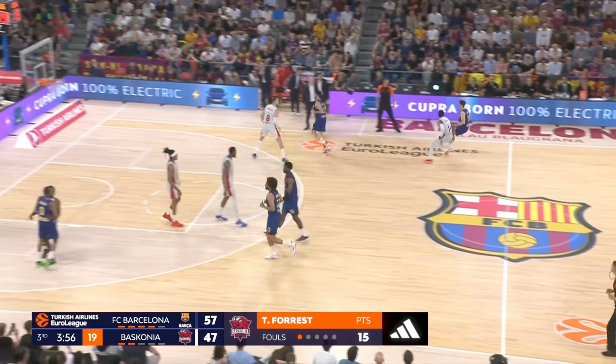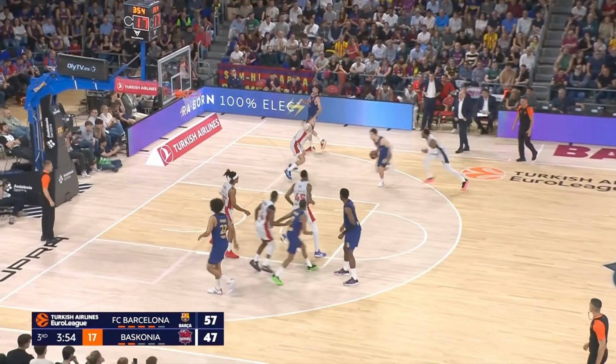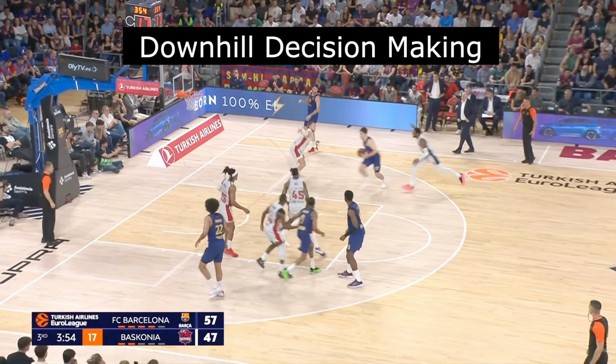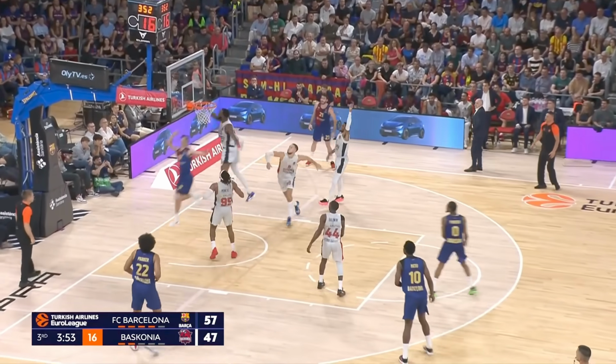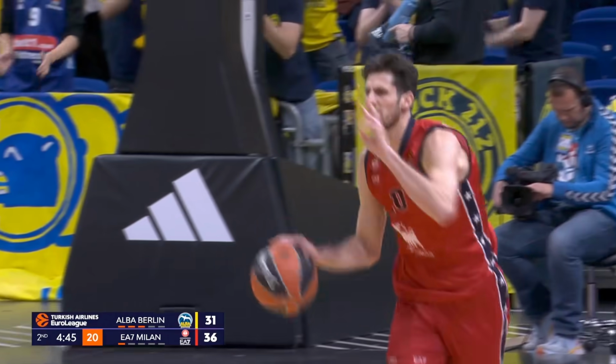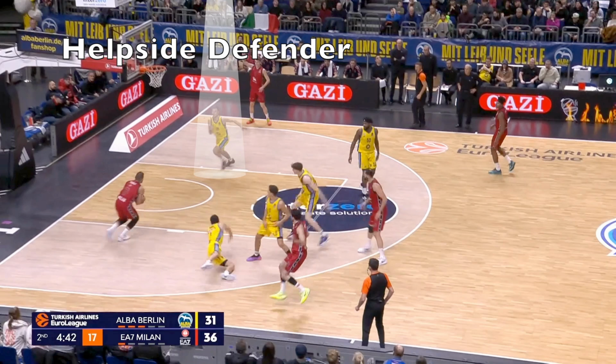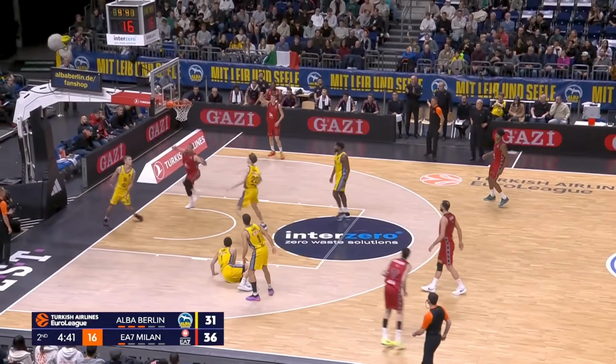Now, the goal of any offensive possession is you want to beat your man off the bounce and get downhill so that we can draw defenders in. That's when this downhill decision-making process starts. Now, there's a lot of different ways to get downhill. Driving past your man is just one of them, but the most important thing once you get downhill is identifying what's referred to as the help side defender. That's the first person that you run into after getting downhill.